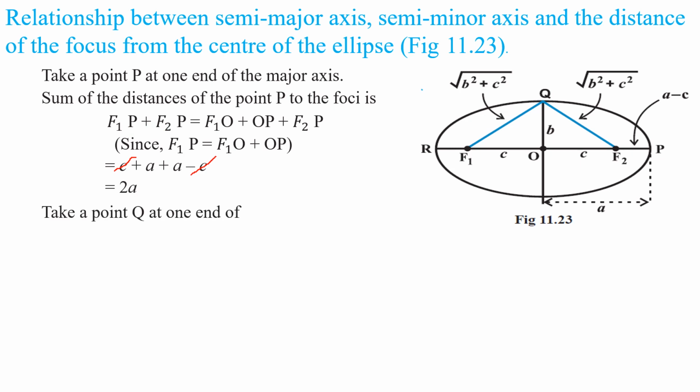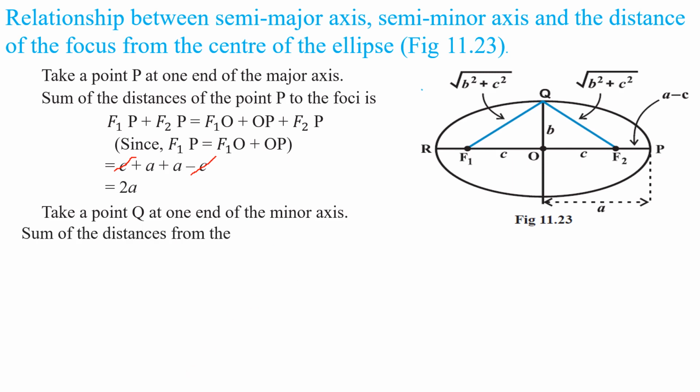Now take a point Q at one end of the minor axis. See here, we have taken a point Q at one end of the minor axis. As we have taken a point P at one end of the major axis, similarly here we have taken a point Q at one end of the minor axis. Understood this point, my children?